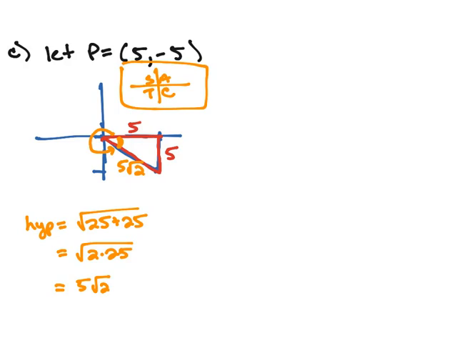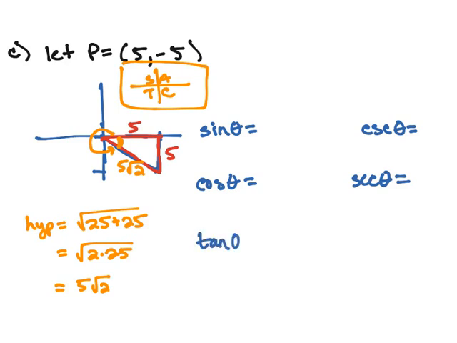Okay, so let's write out our 6 trig functions. We got sine theta. Oh, I'm going to have to rationalize these. Let me give myself some room. Sine theta, cosecant theta, cosine theta goes with secant, and tangent, and cotangent.